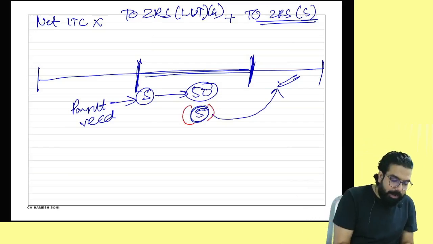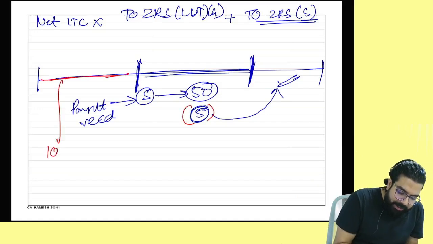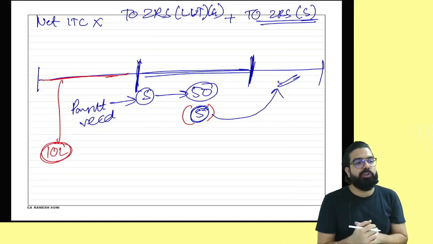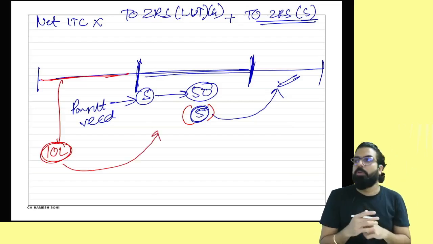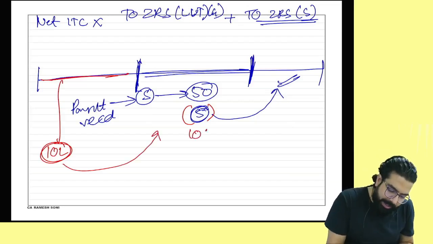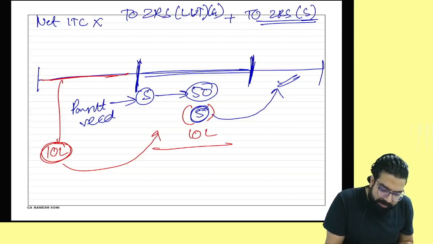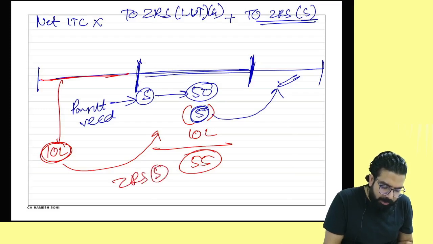For an example, earlier period mein I had received 10 lakh ka payment. I had received already 10 lakh rupees ka payment. The service is provided now. Add. 10 lakh rupees add. So it will be 60 minus 5. How much? This will be your zero rated supply of service.